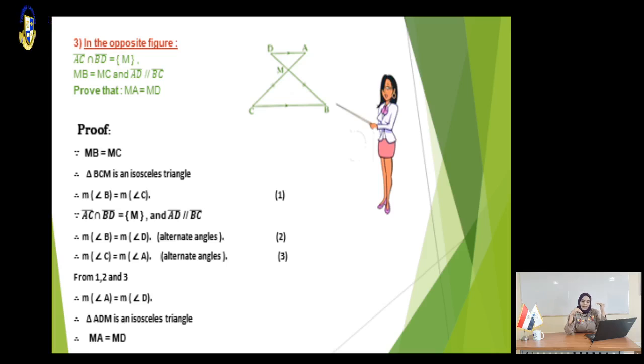So we can say that the measure of angle B equals the measure of angle D, alternate angles, as we see in the letter Z. Also angle C equals angle A, alternate angles. From 1, 2, and 3, we can say that angle A equals angle D, so the two sides AM equal MD.